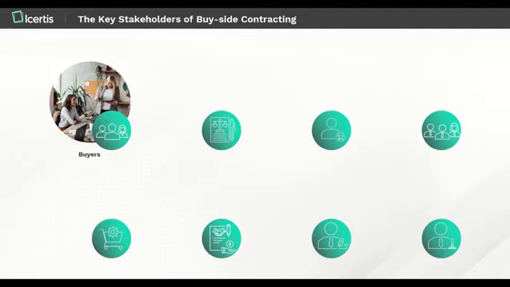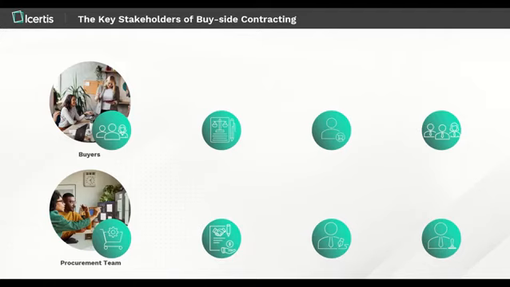The procurement team is the driving force behind the buy-side contracting process. They take charge of developing sourcing strategies to find the best suppliers, issuing requests for proposals to gather competitive bids, and carefully evaluating supplier proposals to make informed decisions.